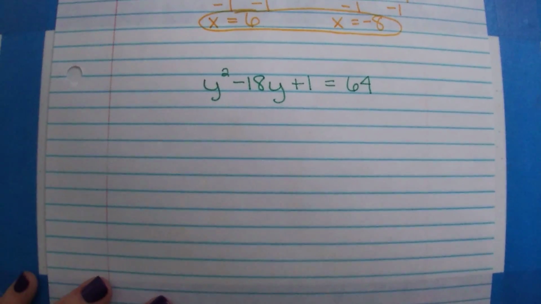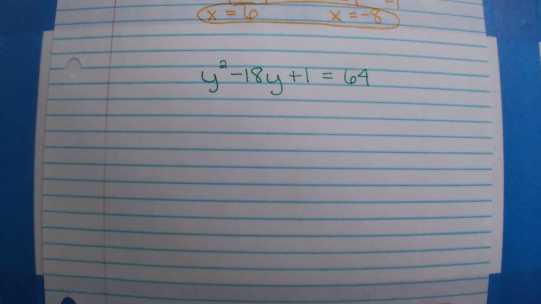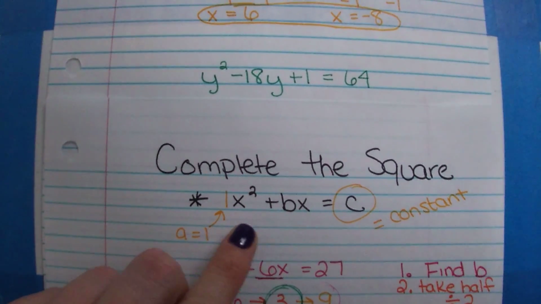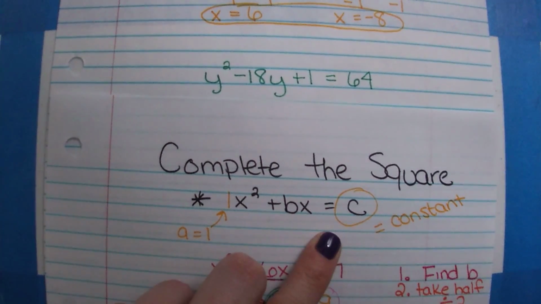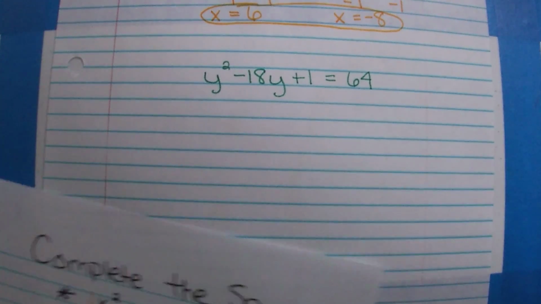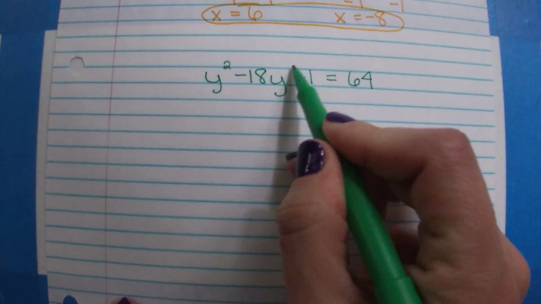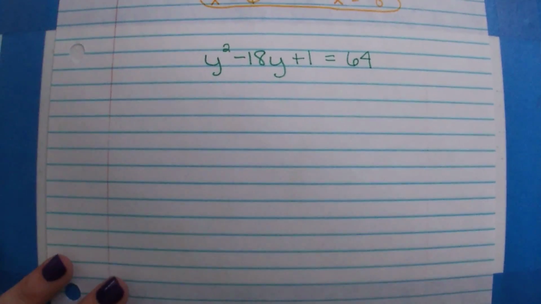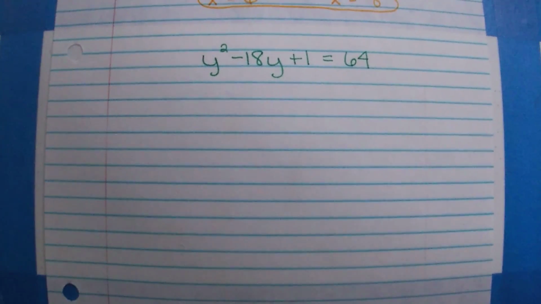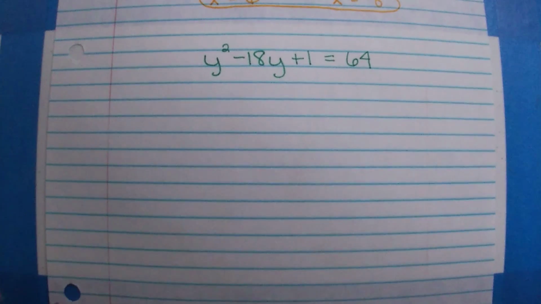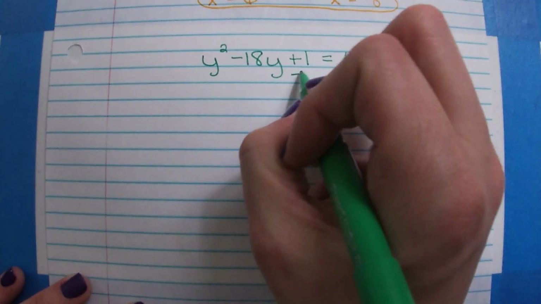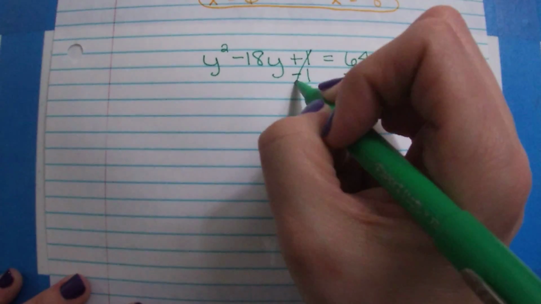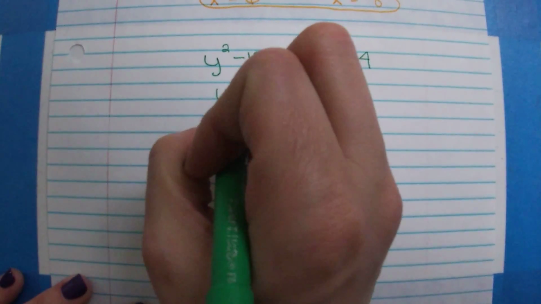Okay, so if we look at this problem, we have to decide if it's in the correct format. So is it in the form x squared plus bx equals c? Okay, and it's not because we have this extra piece being added here. So whenever it's not in the right form, we need to get it in the right form. And good news is we know how to do that, right? We just don't want this 1 here. So we're just going to move it over to the other side. We undo adding 1 by subtracting.